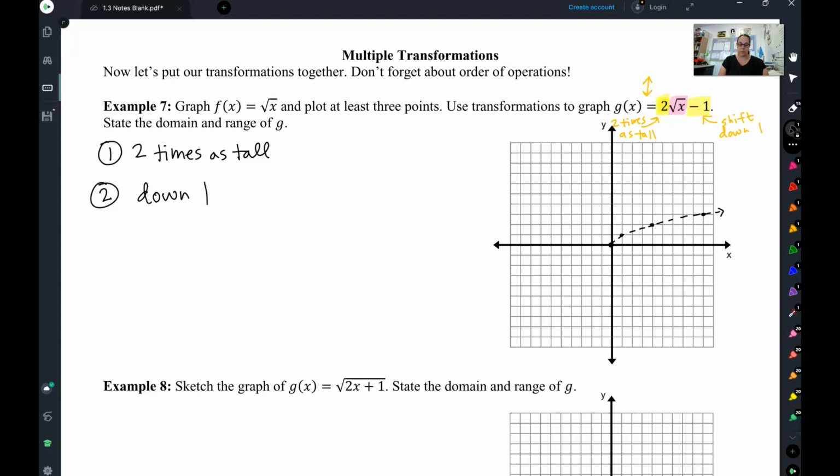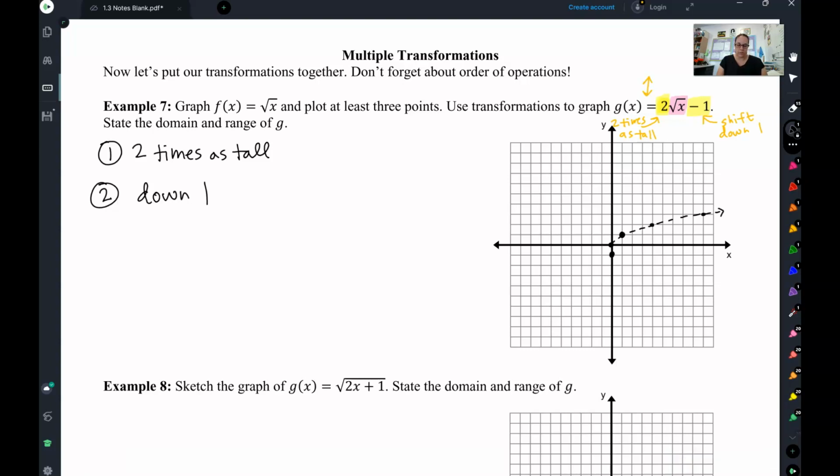So let's do that to these points. Each point I'm going to make it twice as tall and then take it down 1. So this one I can't really make it twice as tall because it's at 0. 0 times 2 is still 0. But I can move it down 1. This point I'm going to make it twice as tall, so it's 1 block away from the x-axis, so I'm going to make it twice as tall here. But then I'm going to move it down 1. Ends up right there. This one is twice as tall, so it's 2 blocks away.